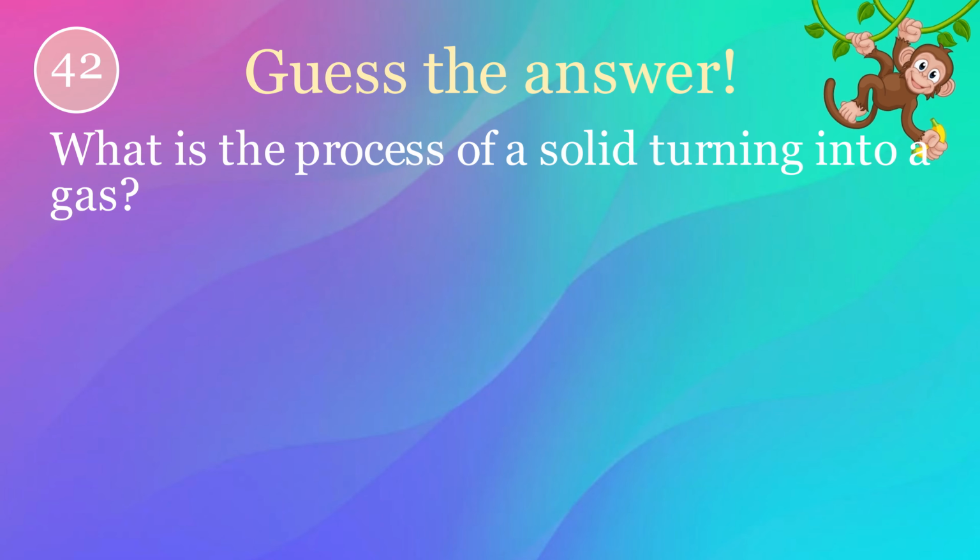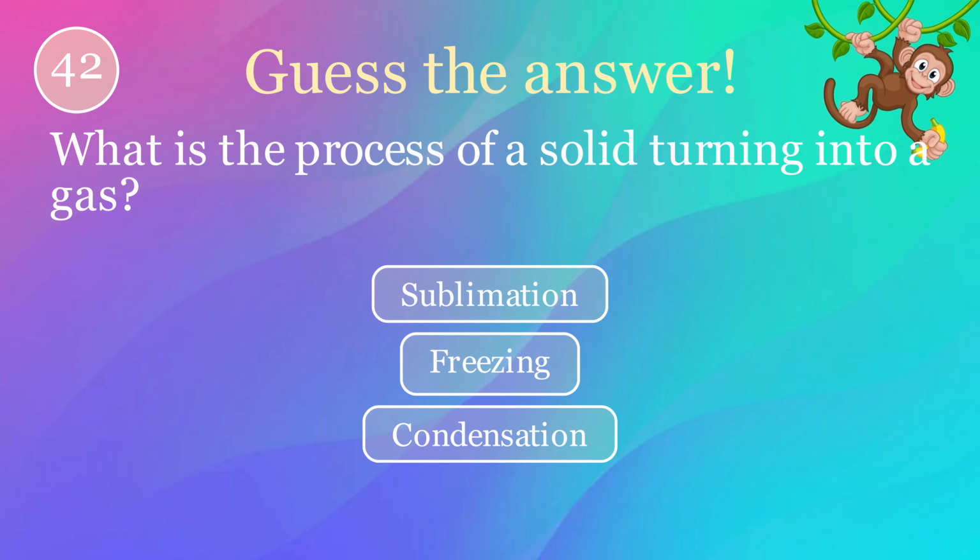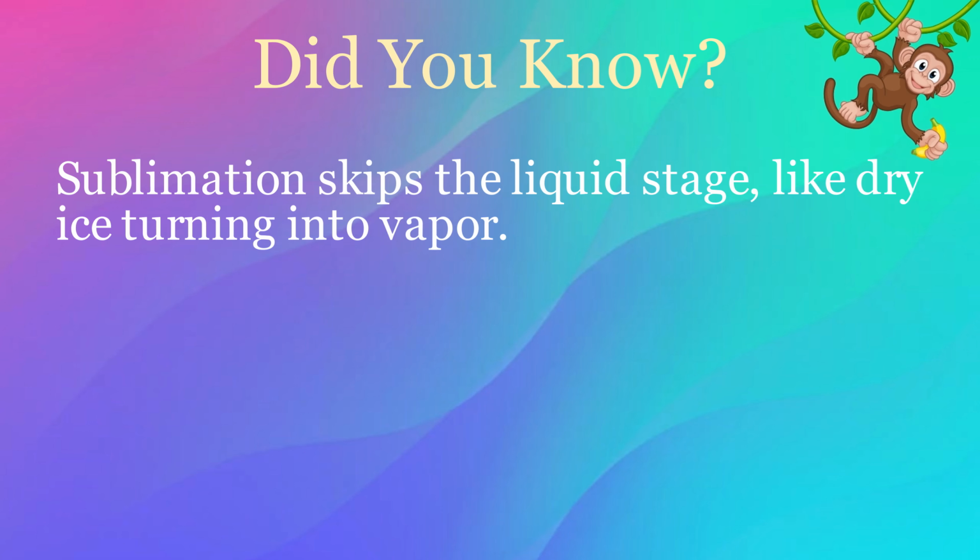What is the process of a solid turning into a gas? Sublimation. Freezing. Condensation. The correct answer is sublimation. Here's an interesting fact: sublimation skips the liquid stage, like dry ice turning into vapor.